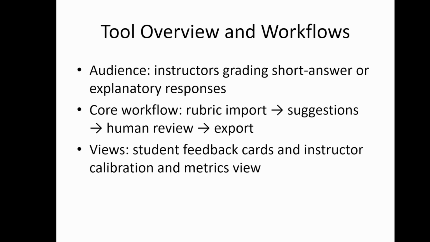There are two main views. One is a student-facing feedback card view, where each card is tied to a rubric criterion, a rationale, and an exemplar. The other is an instructor collaboration and metrics view, where instructors can see agreement statistics between raters and focus on disagreement cases. In all cases, feedback is only sent to students after instructor review. The tool never bypasses the human in the loop.